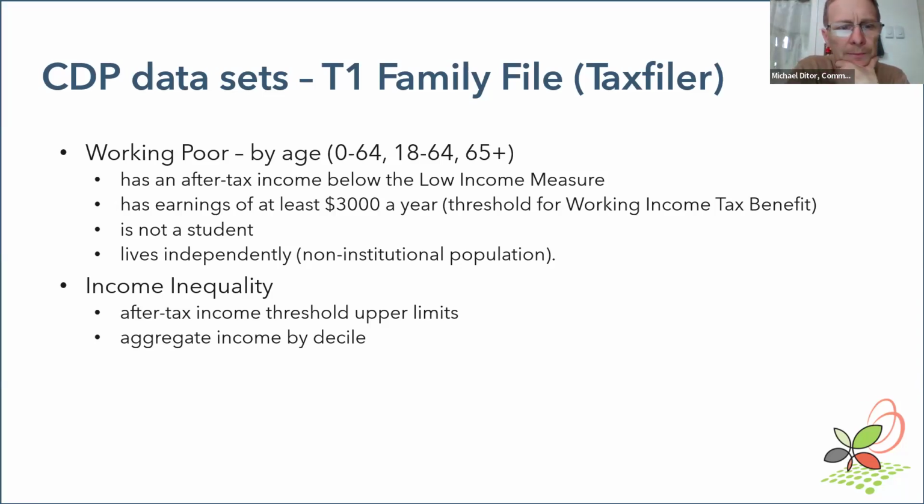So this is essentially dividing income into deciles, and so you get the after-tax income threshold upper limits of these deciles, and that's geography specific. So it's not the national distribution. You're looking at a local municipal distribution, or even at census tracts, or any of the geographies that are in there. And then it gives the aggregate income by decile. So you can do some of those inequality calculations, like 90th to 10th income, or 80-20.